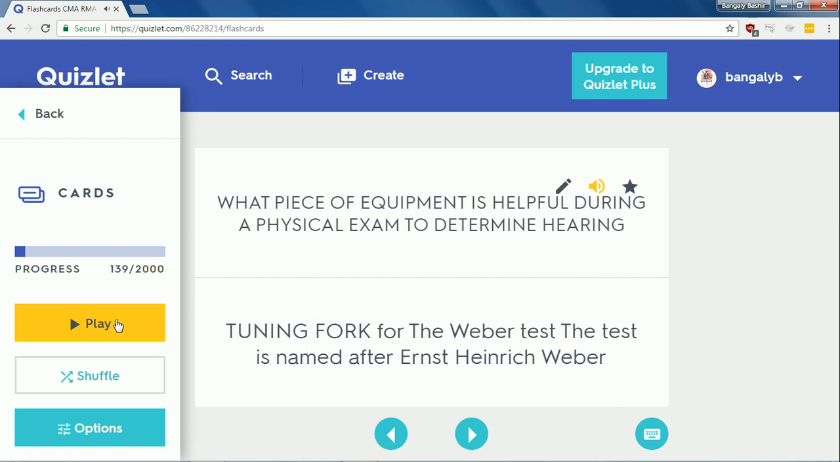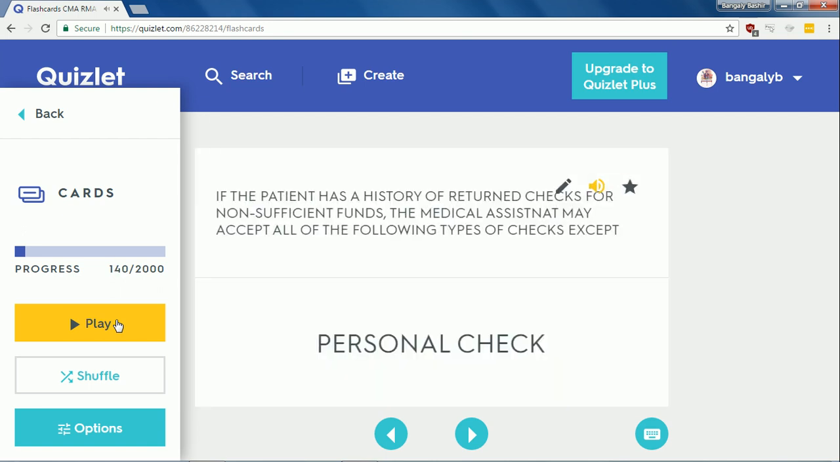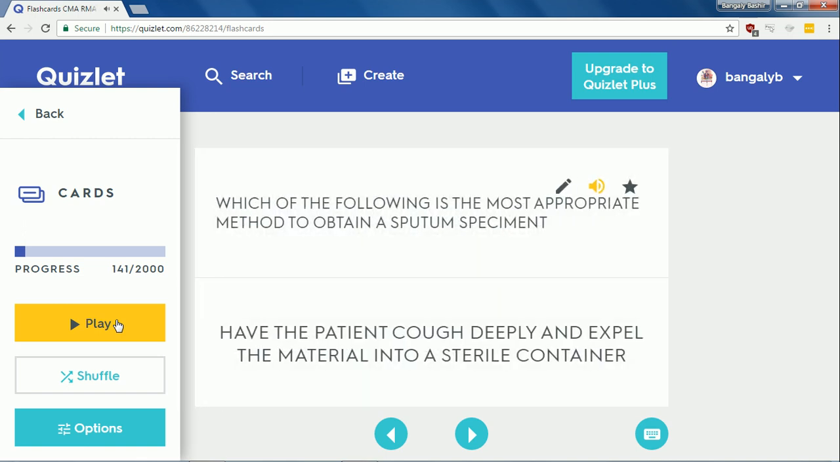What piece of equipment is helpful during a physical exam to determine hearing? Tuning fork for the Weber test. The test is named after Ernst Heinrich Weber. If the patient has a history of return checks for non-sufficient funds, the medical assistant may accept all of the following types of checks except personal check. Which of the following is the most appropriate method to obtain a sputum specimen? Have the patient cough deeply and expel the material into a sterile container.